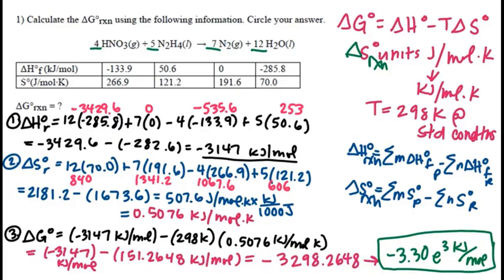Now, of course, this is a large number, and I have to go off of the significant figures that are given to me. The smallest number here is going to be 1, but we're not going to look at 0 here. We're going to go with 3, which is 70.0 here, and 50.6. So with three significant figures, I will write negative 3.30 times 10 to the 3 kilojoules per mole as my answer for number 1.